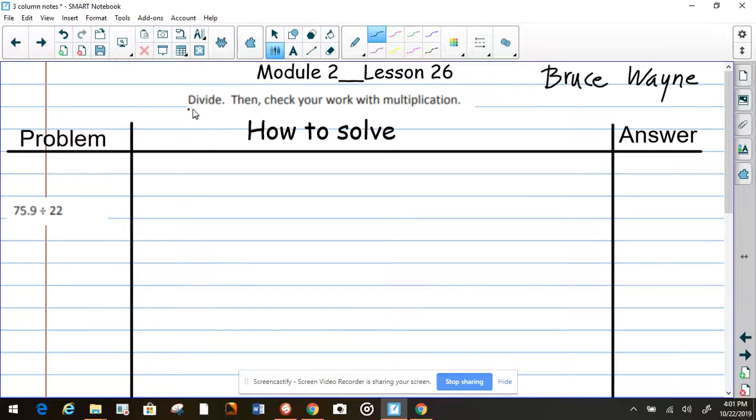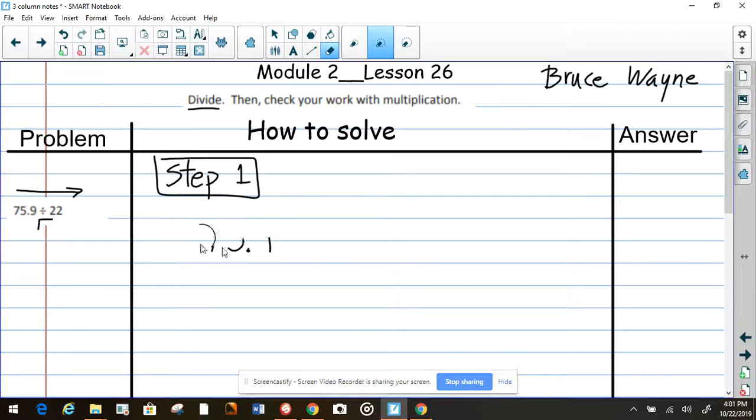Lesson 26 is also about division. So let's set up our division as a vertical division. We remember to write the numbers from left to right, and the symbol in the middle is converted into a half rectangle. So we're going to write 75 and 9/10.